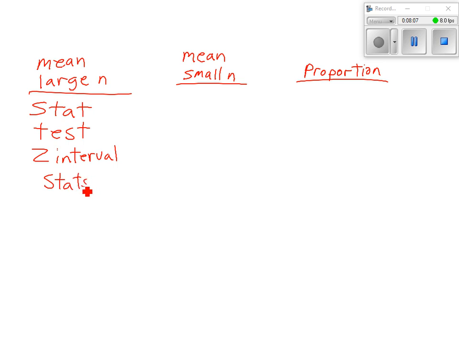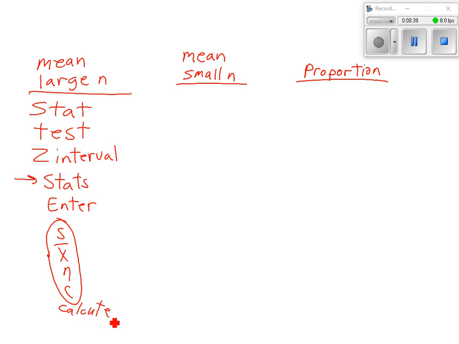Remember with stats, if we're just punching in the numbers, the S, the N, all that stuff, then we go to stats. If we're doing it off a list, then we have to use the data one. And then standard deviation and population. Then it's gonna ask you for S, and what was the other? Standard deviation, and then X bar and N. And it's confidence level. And then you hit calculate. It's gonna ask you for those, you type in S, X bar, N, and C.